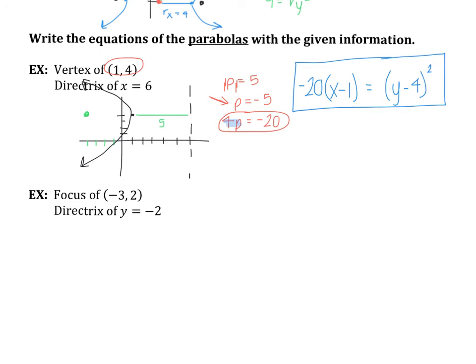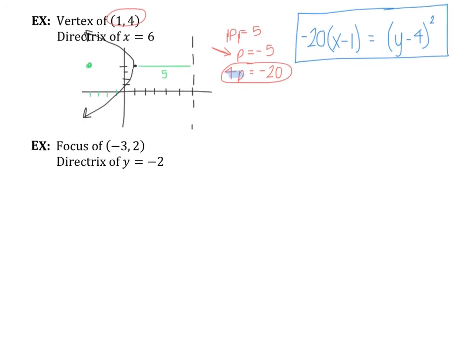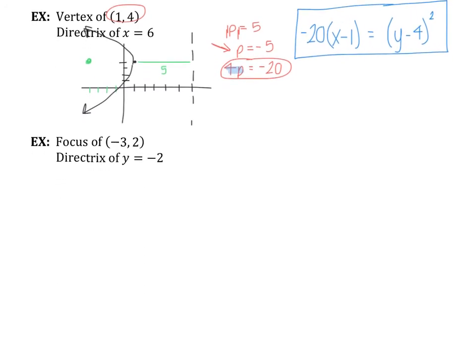Okay, let's try one more. The focus is negative 3, 2, and the directrix is y equals negative 2. Let me draw my picture. So 1, 2, 3, 1, 2. This is now the focus. And here's the directrix. Well, I know it's going to have to open up because the focus is above the directrix.